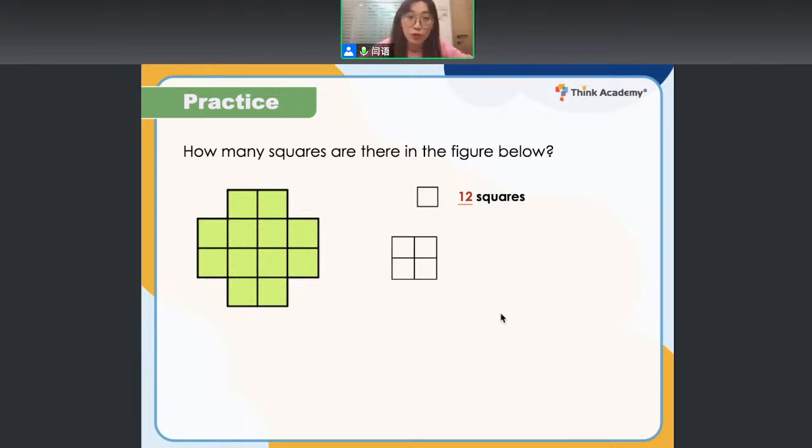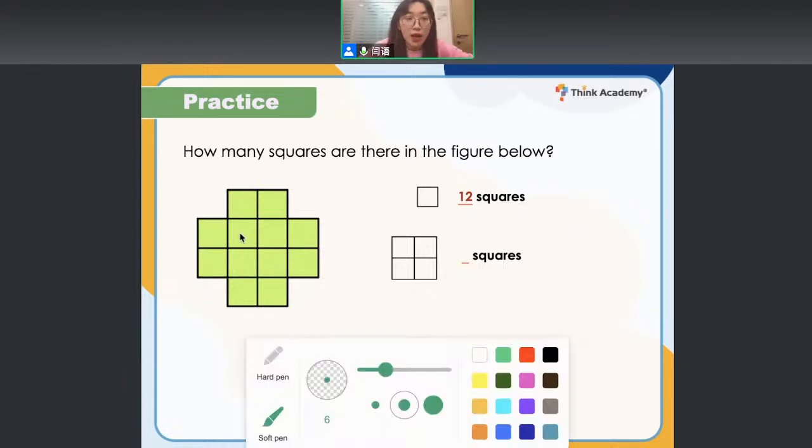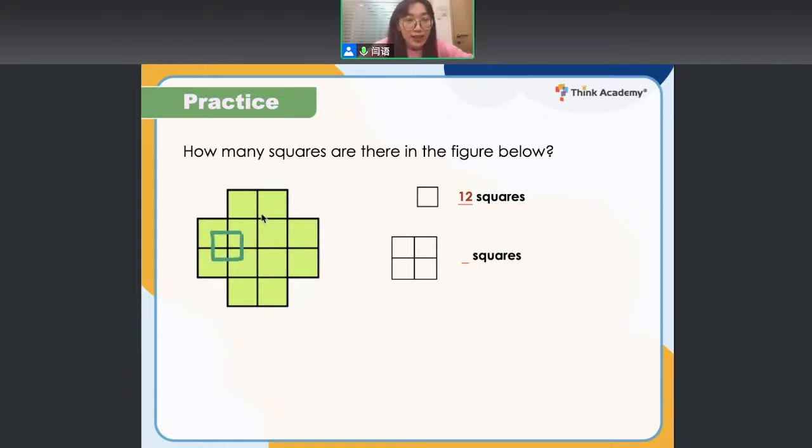And then move on to 2 by 2. How many 2 by 2 squares are there? Okay, again you see here we have 1, and then 2, and then 3, don't forget the middle one, 3, and then 4, the right one, and then the bottom one. So now you see for 2 by 2, in total we have 5.